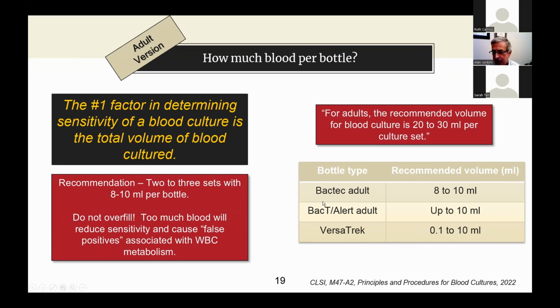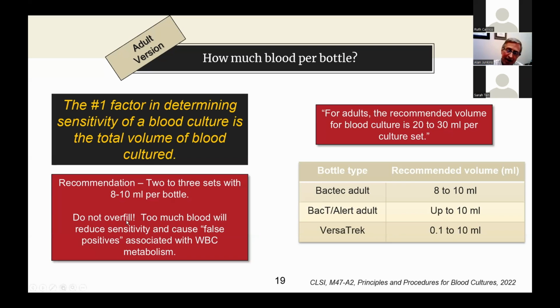Here's what the manufacturers will say. The Bactec bottles that we use, 8 to 10 mils is what you should be putting in. BactiAlert is about the same, up to 10 mils. And the Versatrek doesn't have a pediatric bottle, so they have 1 bottle that can go from 0.1 to 10. But with all of them, you're shooting for somewhere close to 10 mils, okay? So I can get 20 mils per set, but I can't get 30 mils per set unless I add a second aerobic bottle, which I don't know of anybody who actually does that. So to cut it down to size, let's just say the recommendation is 2 to 3 sets with 8 to 10 mils per bottle, regardless of which manufacturer you're using.